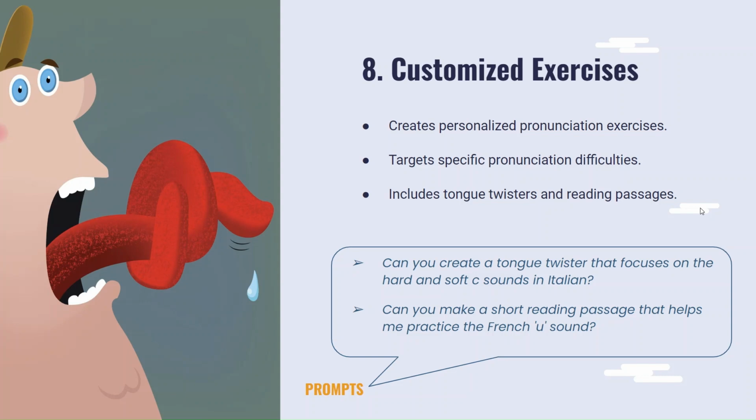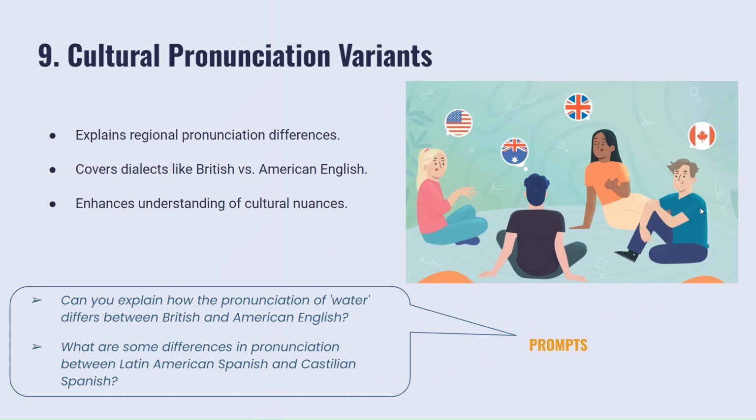And finally, we have the cultural pronunciation variants, because of course, for some languages it's not enough to learn the language, because the same language is spoken in different countries with different dialects and pronunciations and different ways of pronouncing the same word. So I might want to understand what is the difference depending on the country that I am in. So if I'm in England, or in America, or in Canada, or in Australia, what is the difference there with the same word?